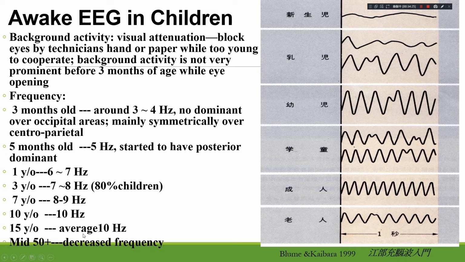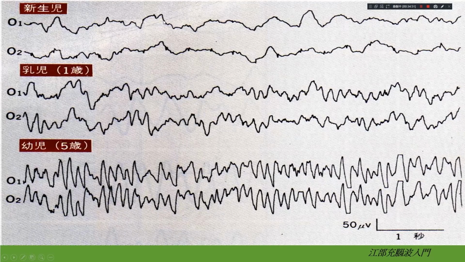At 10 years old it is about 10 Hz, and at 15 years old the background is around 10 Hz. But in mid-50s adults, the frequency will decrease. So infants, toddlers and children increase in frequency until adulthood, but in older patients it decreases later. For a newborn baby, before 3 months, usually there is no occipital dominance, and the background is in the parietal central area.